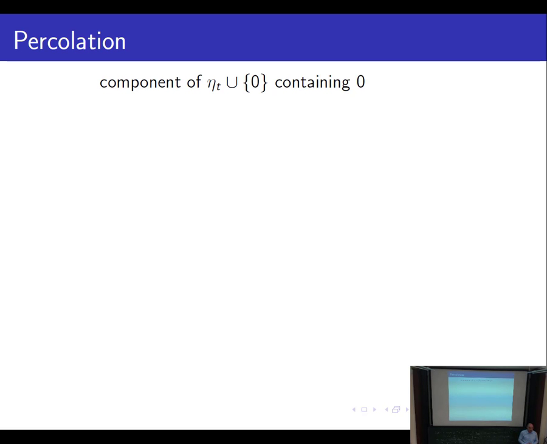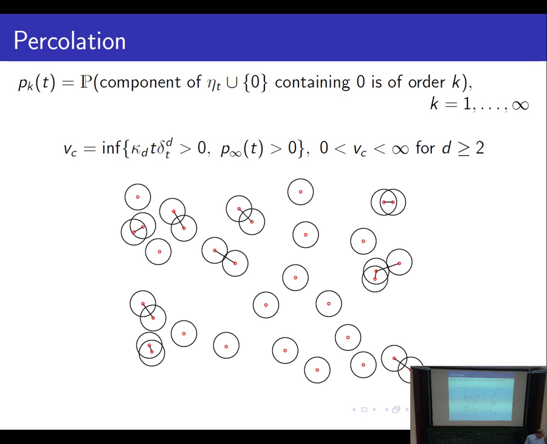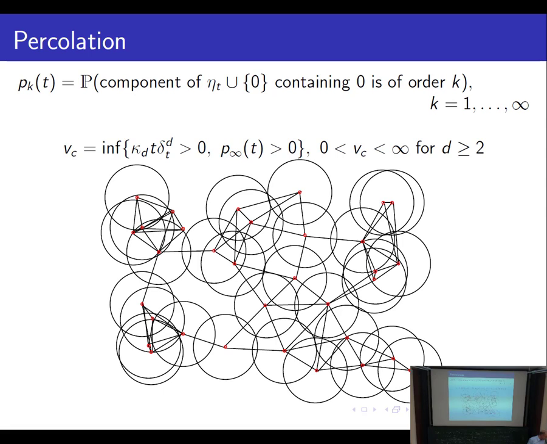Just one slide about the percolation. You have a look at the component. So you add the origin and you look for the component which contains the origin, and then you just ask for the probability that this component is infinite, and this gives you a critical value here, which maybe most of you again will know. And this means graphically that if you increase the radius of your balls, then at a certain point everything starts to be connected, and you get an unbounded component in your random geometric graph.